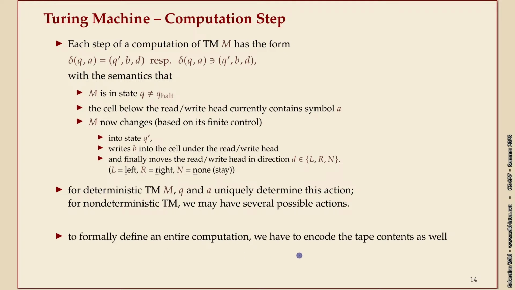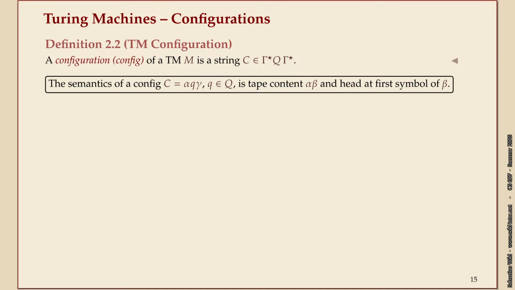Now, the memory of the Turing machine is just the state, as I said, but the state of the world includes this infinite tape. So if we want to specify the full computation, we'll also have to capture what's on the tape. And that's done with the notion of a configuration.